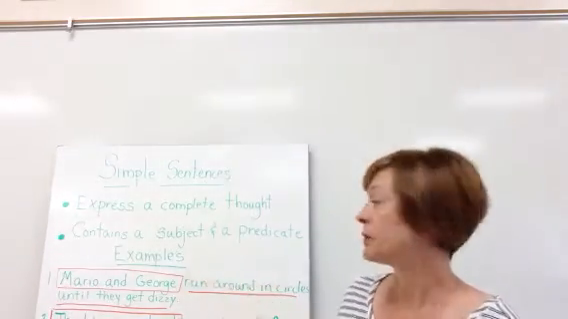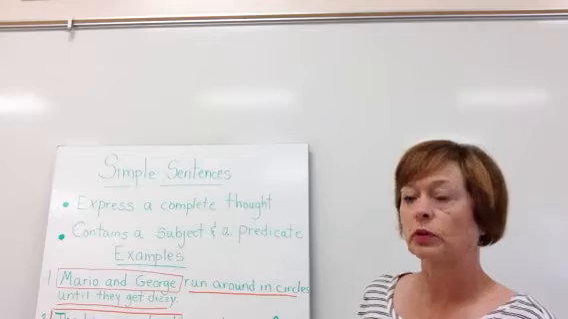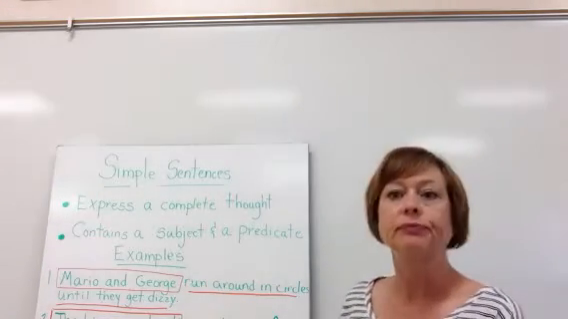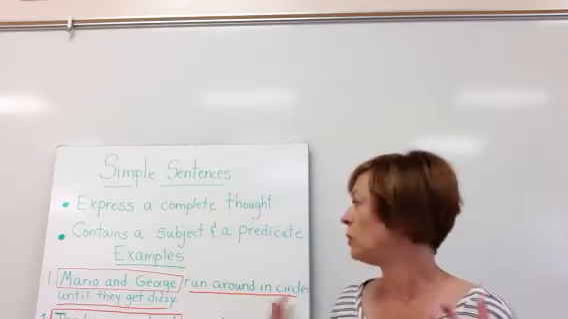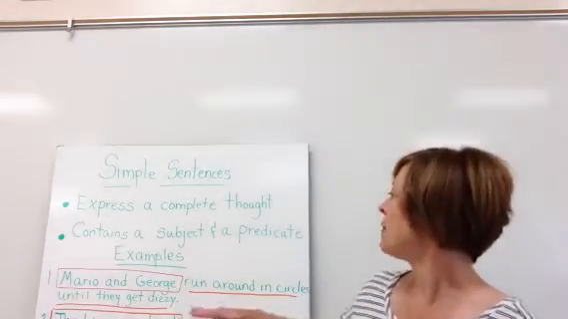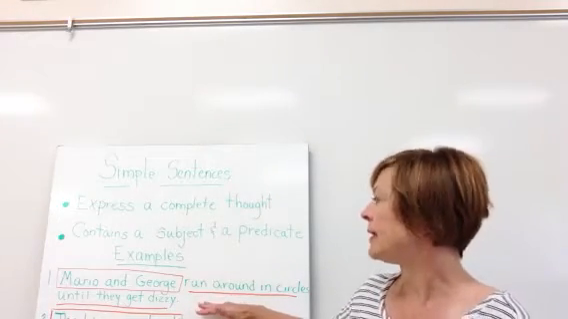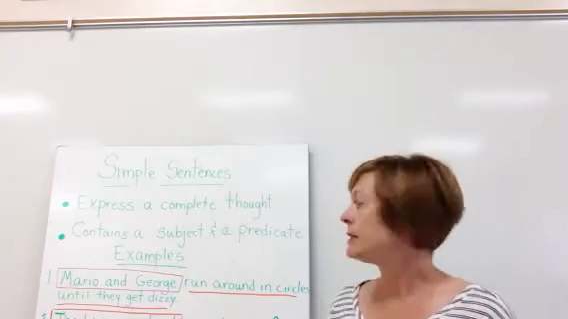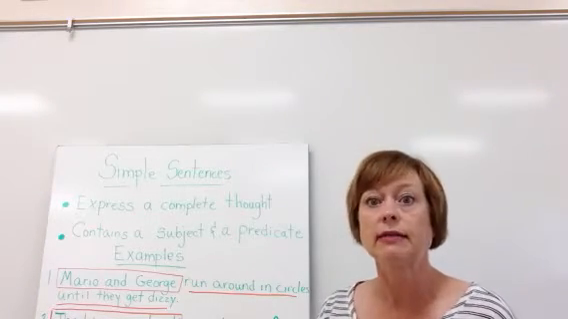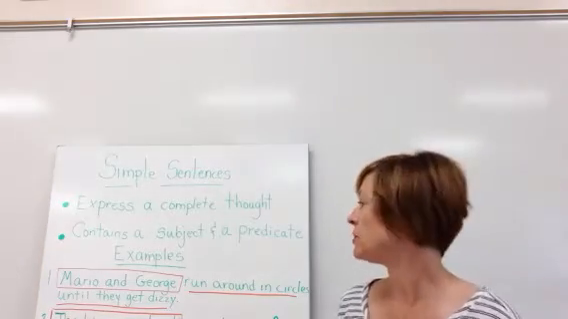Here are two examples. So the first example, we've got Mario and George run around in circles until they get dizzy. That's a complete thought. We're talking about who, Mario and George, that's our subject. What did they do? They run around in circles until they get dizzy. That's the predicate. That makes sense. If I write that on a piece of paper, my reader says, I understand. It's about Mario and George and what they're doing.